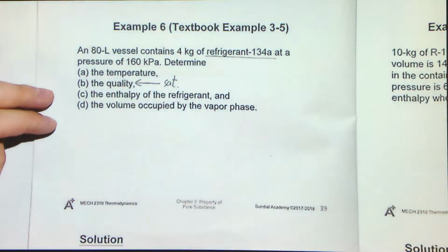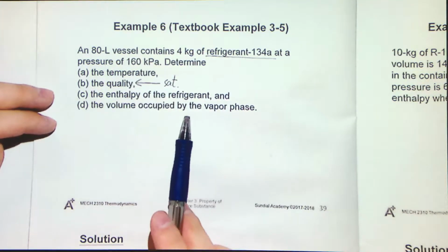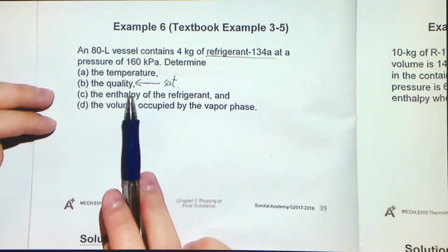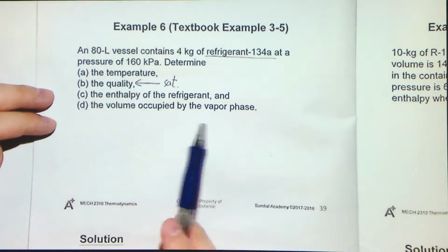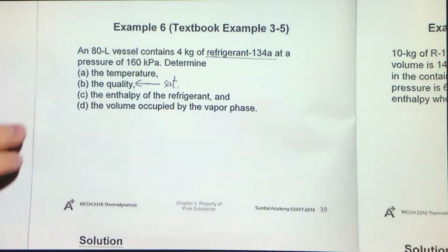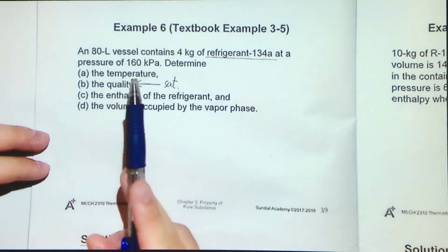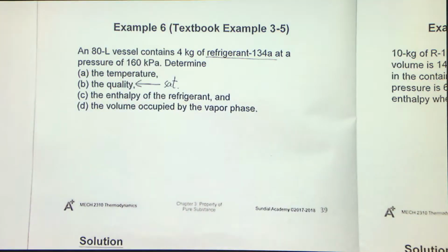And in part D, it also asks us to find the volume occupied by the vapor phase. It means that this quality shouldn't be 0, because we need to find the volume. So this gives us some clue on whether it's saturated or not. But we actually need to justify. We can't just say, because I see this word, that it is immediately a saturated mixture. Surely not. So we need to do some justification.